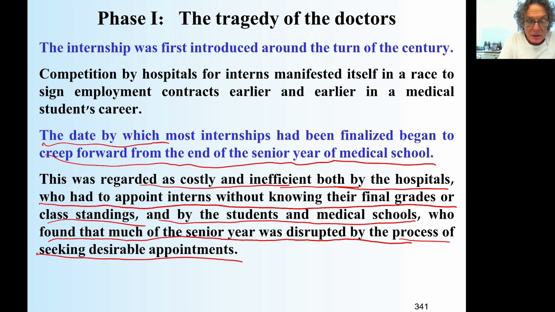So because of the competition, they start coming earlier and then earlier, and they moved from the senior year to the previous year. In the beginning they came in the senior year, but then because of competition they start coming earlier and earlier. So this is inefficient in the sense that you give a contract to someone that you are not sure about his or her quality. And in addition, students that get the contract don't exert proper efforts, as we said.